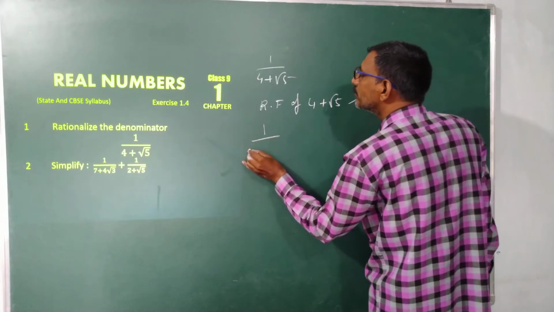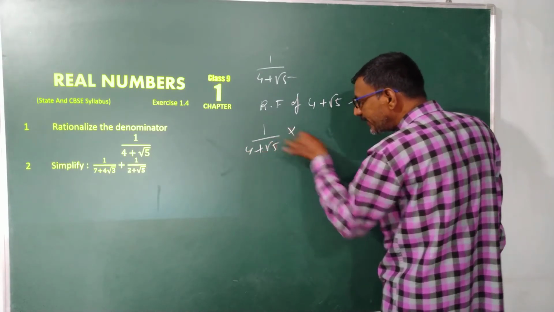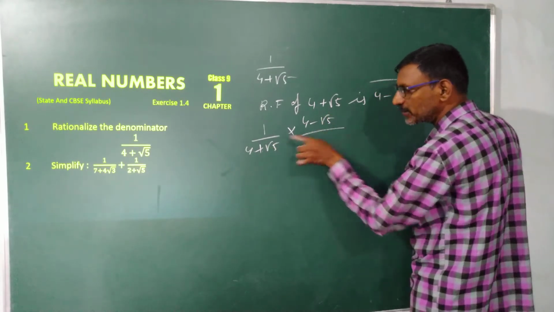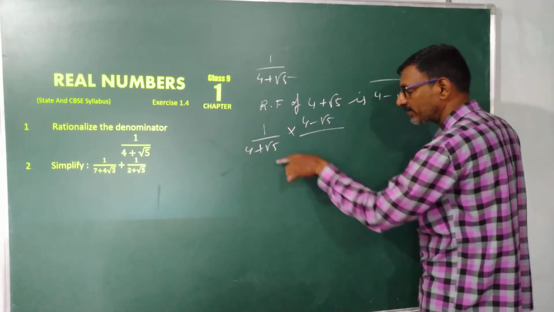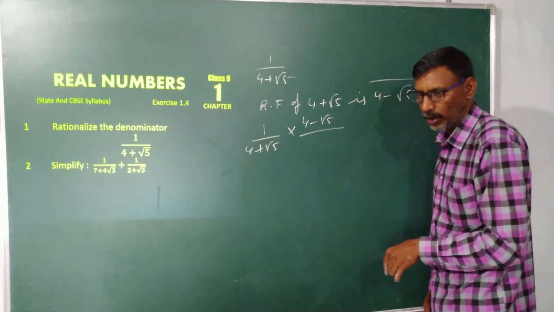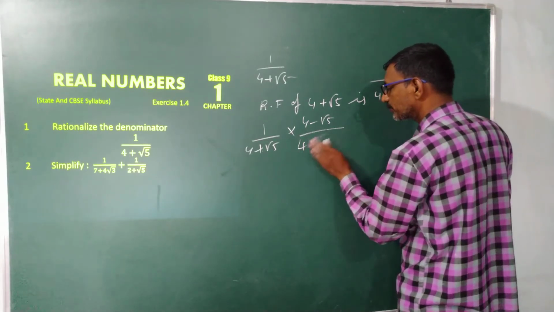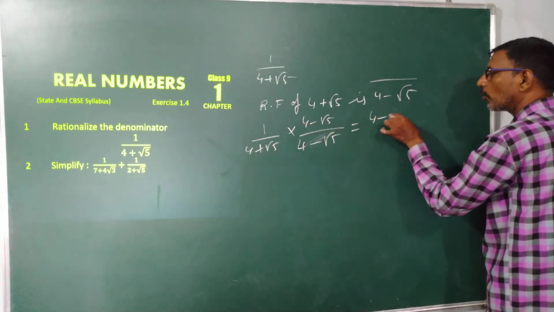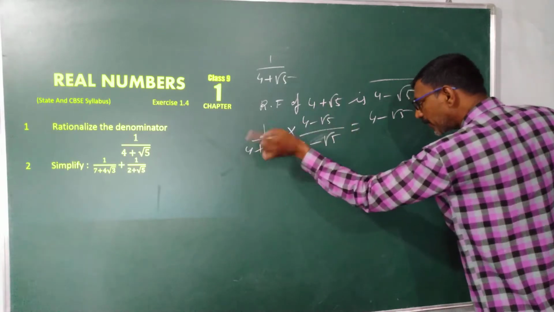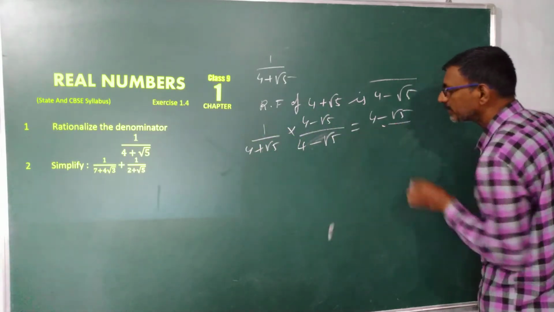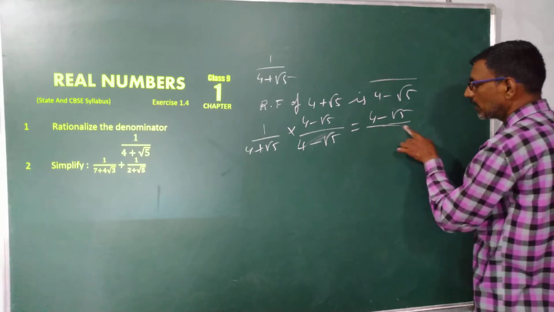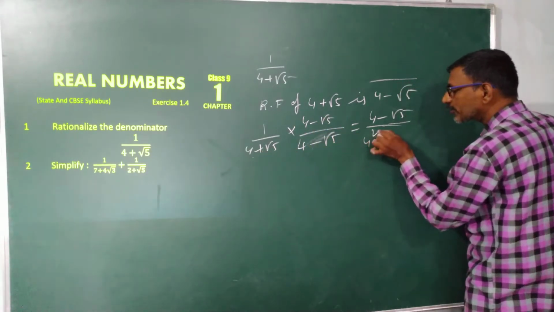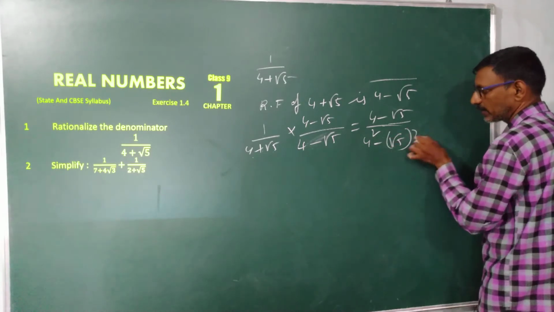1 by 4 plus root 5 into 4 minus root 5. This is my RF of this one, and this should be multiplied and divided with the given problem. 4 minus. Just listen. 1 is multiplied by this one, 4 minus root 5. 1 multiplied by any number gives the same number. Divided by, this is in the form of a plus b into a minus b. We can write 4 square minus root 5 whole square. That's all.